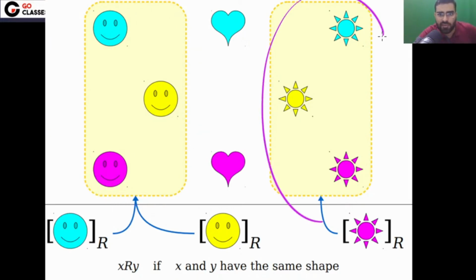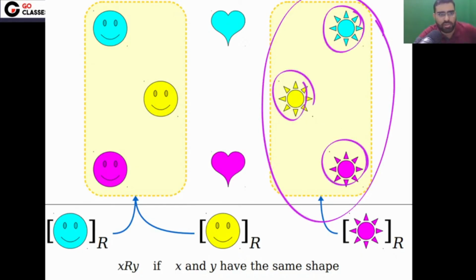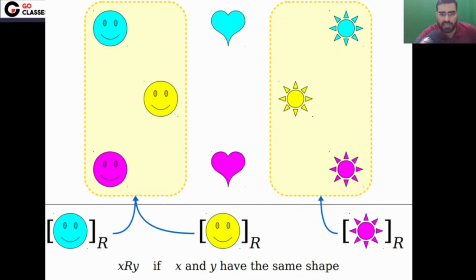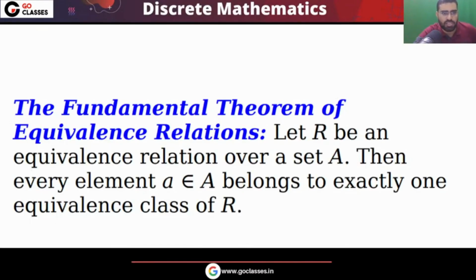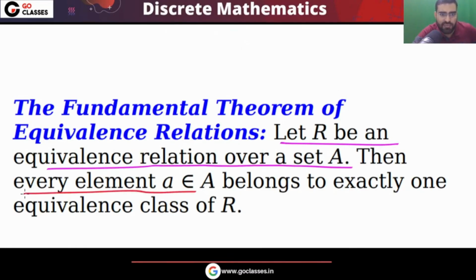Similarly, this is the equivalence class of this star also, this star also, this star also. Okay, I hope this point is clear. Now let's move on. We have already seen that if you have an equivalence relation on set A, then every element will belong to exactly one equivalence class. This we have already seen.